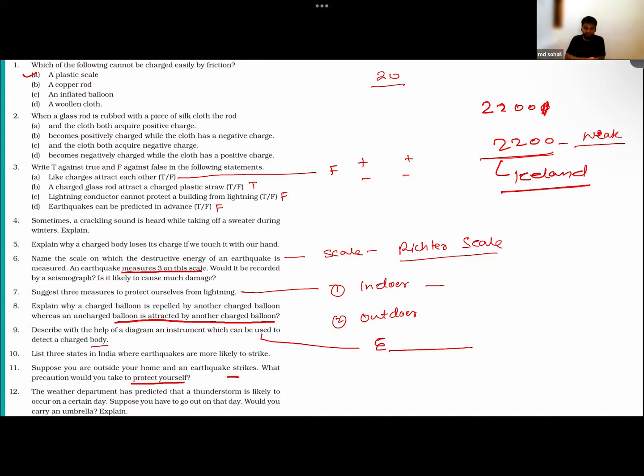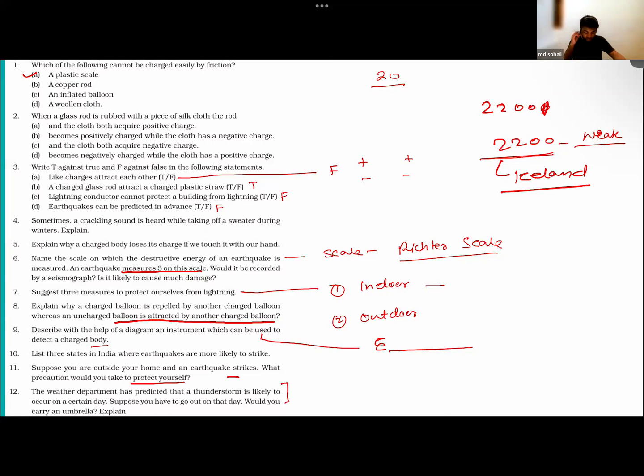Suppose you are outside your home and an earthquake strikes, what precaution would you take to protect yourselves? So if you are outdoors, what precautions will you take? We should look for a clear spot where there are no buildings or trees. And if we are inside the car, we should drive to a safe spot and stay inside the car until the tremors and earthquake stop. Exactly.